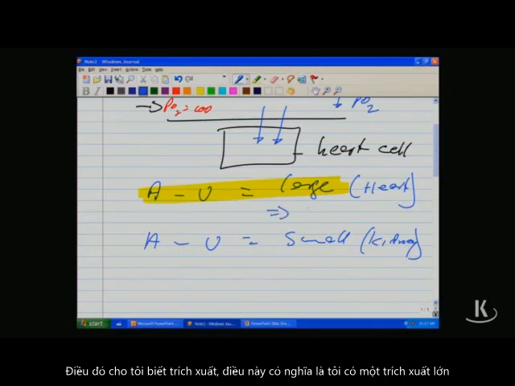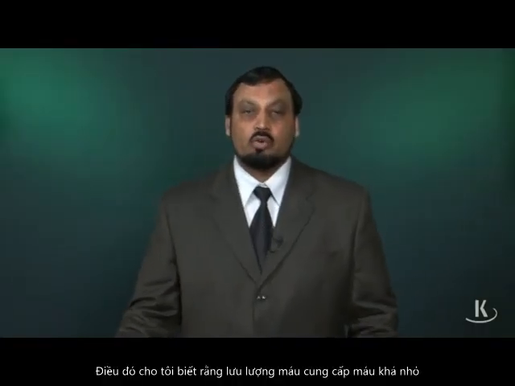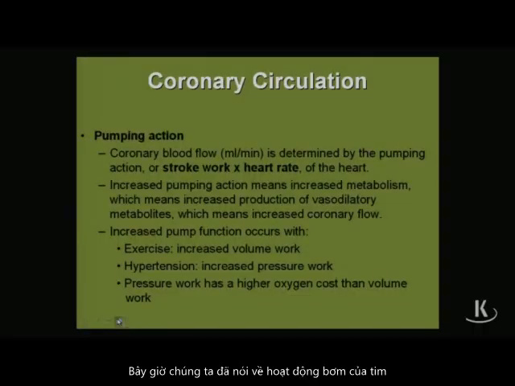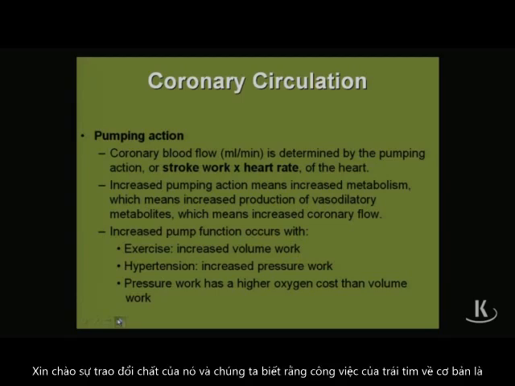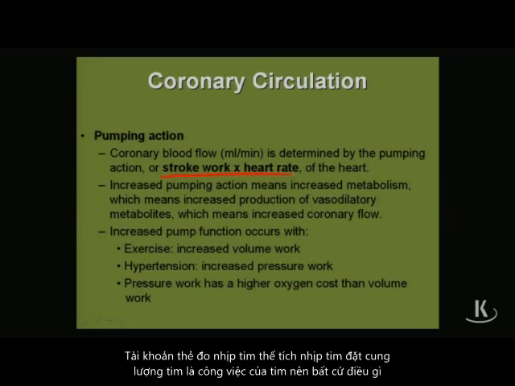This means that I have a large extraction. That tells me that blood flow, blood supply is rather small. Now the pumping action of the heart: we said that the heart is very high in its metabolism, and we know that the work of the heart is basically stroke volume times heart rate, which is cardiac output. That's the work of the heart.